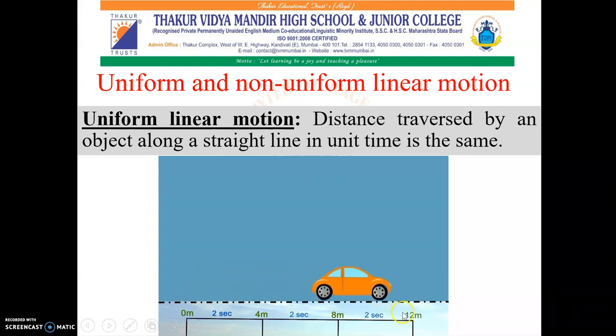Again in the next 2 seconds, the distance covered by the car comes out to be 4 meters. So in every 2 seconds, the car is covering the same amount of distance, that is 4 meters. That is why the motion of the car is called uniform linear motion, means it is covering equal amount of distance in unit time.